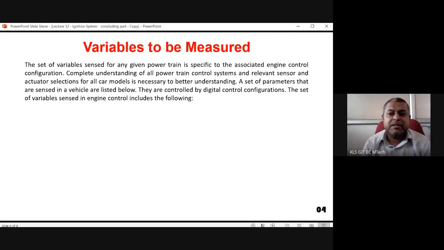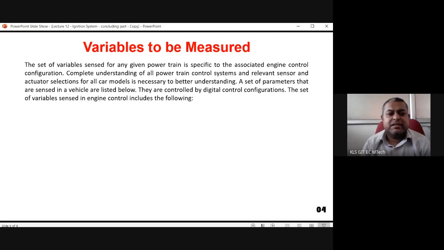A set of parameters that are sensed in a vehicle are listed below. So there are 15 main parameters listed below, there might be others. They are controlled by digital control configurations because it's a microcontroller based system, which is a digital system, the ECU. So digital control is happening. Whatever control systems you have studied in your engineering may have been all analog control. After that everything is digitized, so everywhere there will come the concept of sampling theorem, the concept of sample and hold circuit, and it will be controlled by digital control methods. We will see what they are in the consequent controller or control sections.